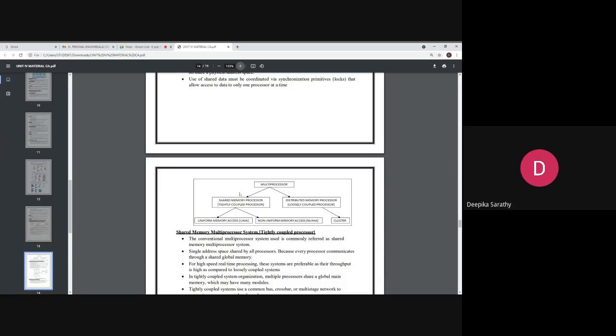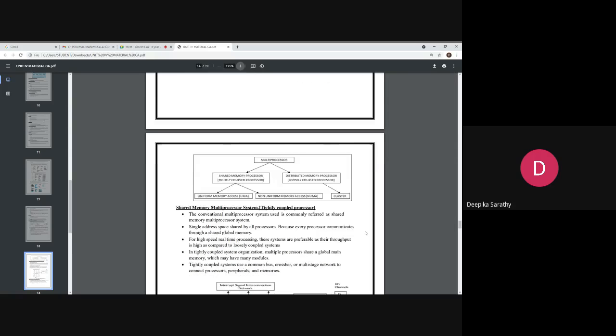Multiprocessors are of two types: the shared memory processor and the distributed memory processor. The shared memory processor is also called a tightly coupled processor, and the distributed memory processor is called a loosely coupled processor. The shared memory processor is again divided into two types: uniform memory access and non-uniform memory access. The loosely coupled one I'm calling a cluster. Okay?